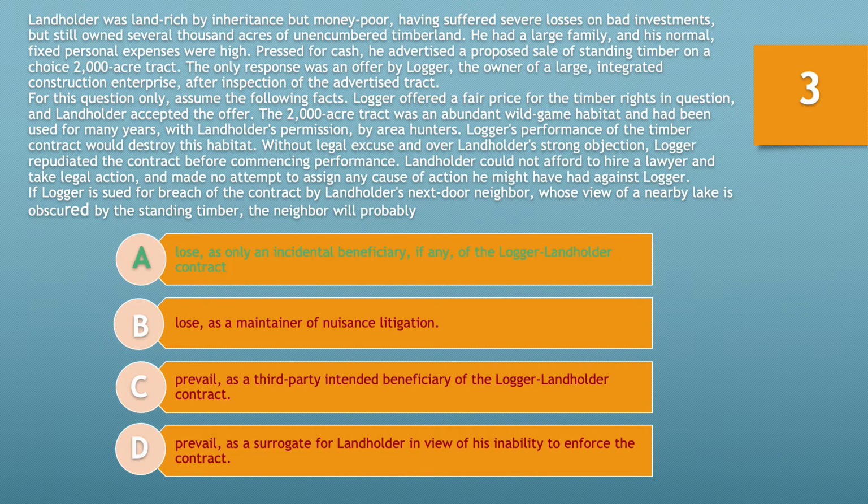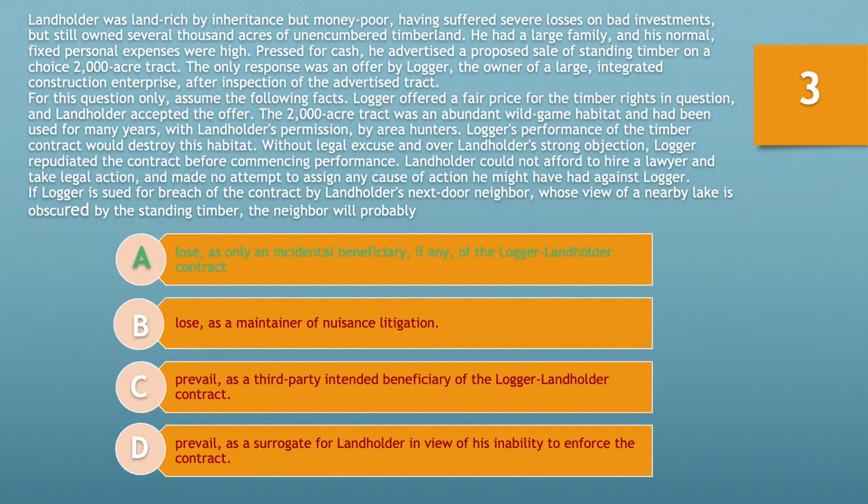Because the neighbor is not an intended beneficiary, the neighbor will lose the breach of contract claim. So let's look at options B through D and see why they're wrong. B states he'd lose, which is accurate, as a maintainer of nuisance litigation. Well, that's not accurate. While this may be defined as nuisance litigation, he wouldn't lose on that basis. He'd lose on the basis of standing.